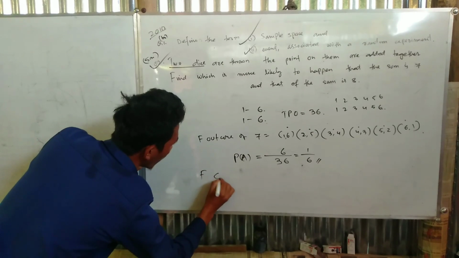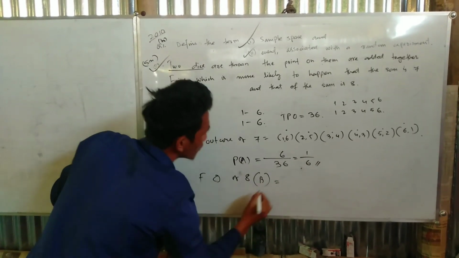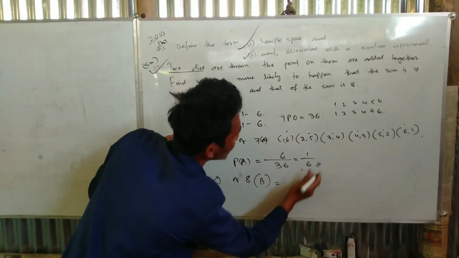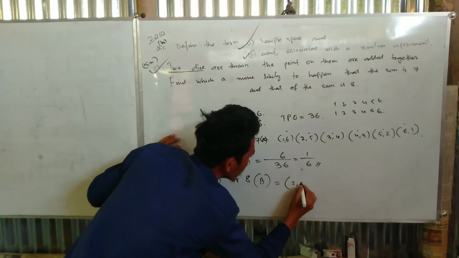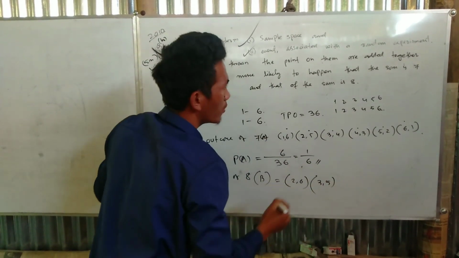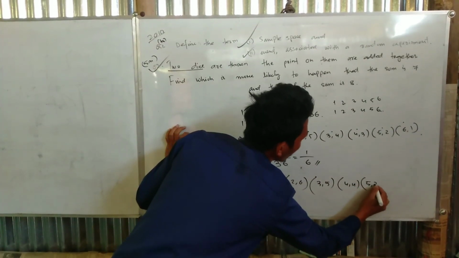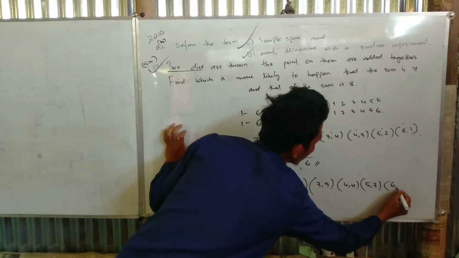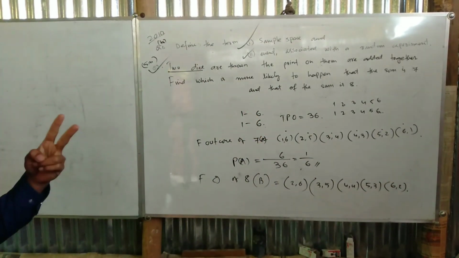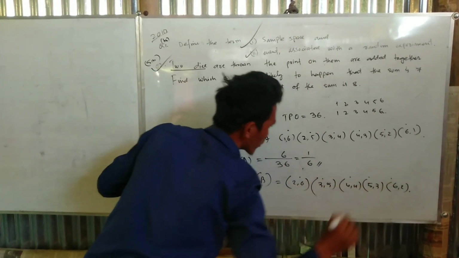Now the chance of the sum being 8. Let's name this one B, and the earlier one A. For 8: 2 and 6 add up to 8. 3 and 5 add up to 8. 4 and 4 add up to 8. 5 and 3 add up to 8. 6 and 2 add up to 8. How many? 1, 2, 3, 4, 5. Possible favorable outcomes are 5.